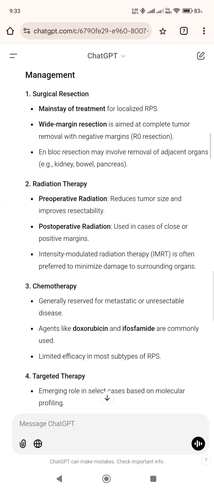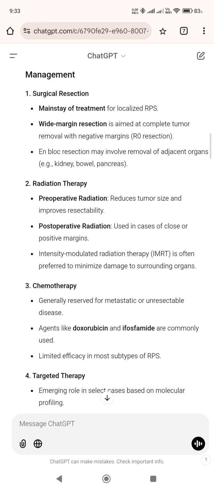2. Radiation therapy. Preoperative radiation reduces tumor size and improves resectability. Postoperative radiation is used in cases of close or positive margins. Intensity modulated radiation therapy, IMRT, is often preferred to minimize damage to surrounding organs.